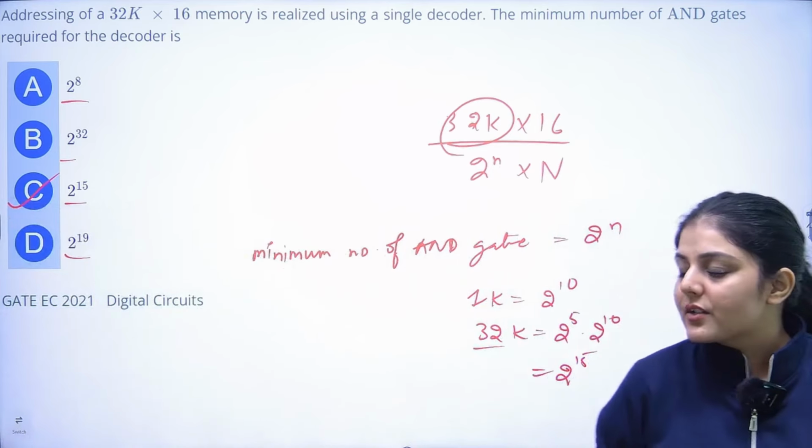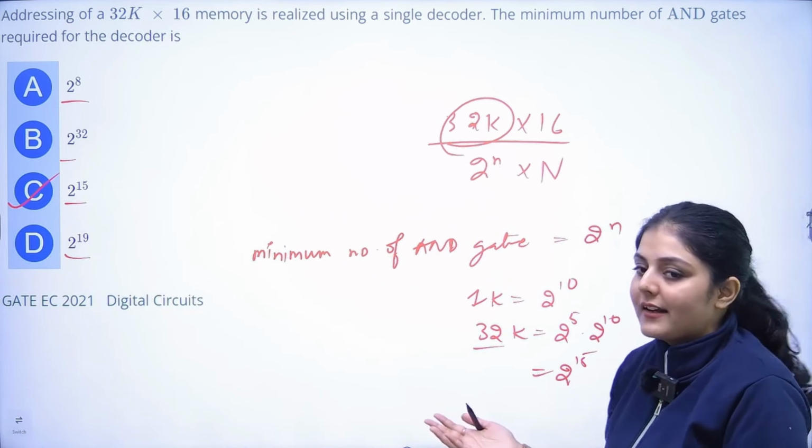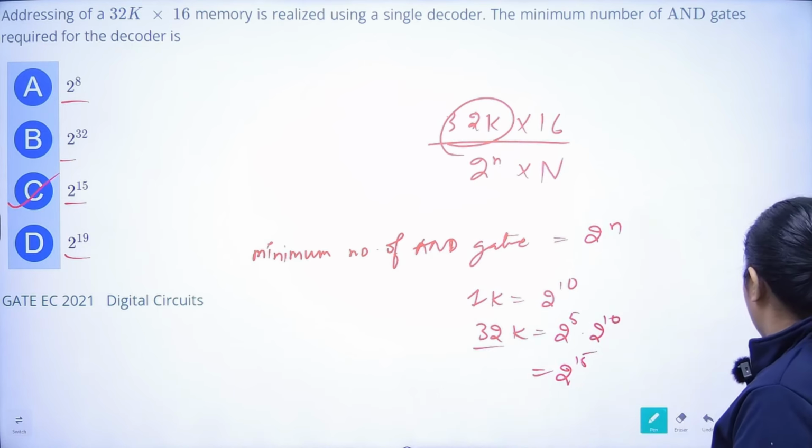Right, very easy question. This is how we represent the memory, and the question is asking how many AND gates. So the minimum number of AND gates is nothing but 2 raised to power n. Okay, so next question.